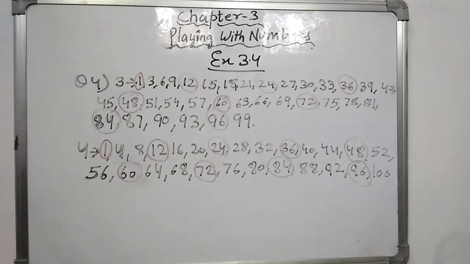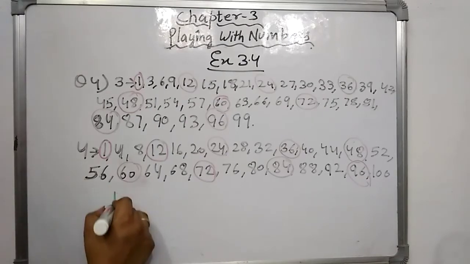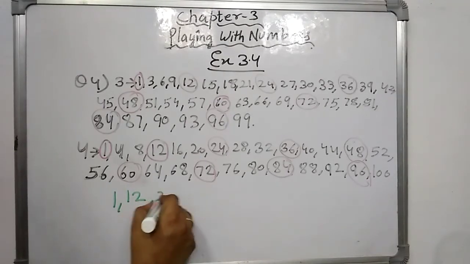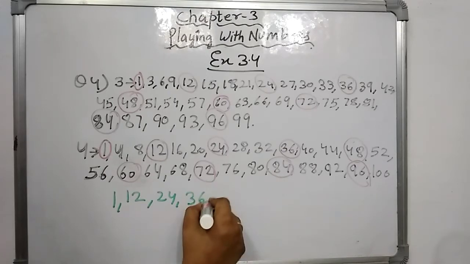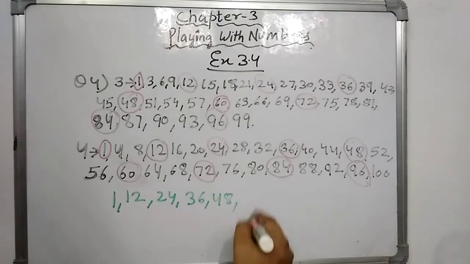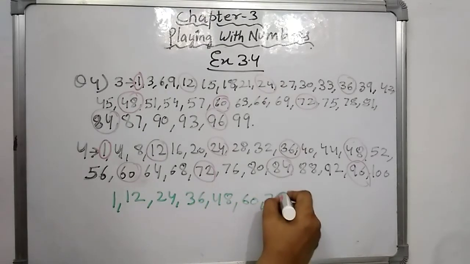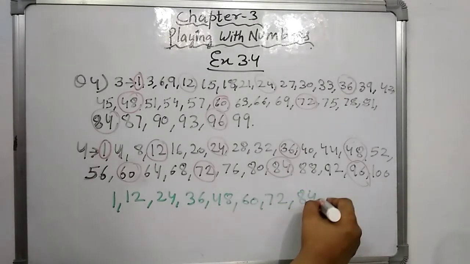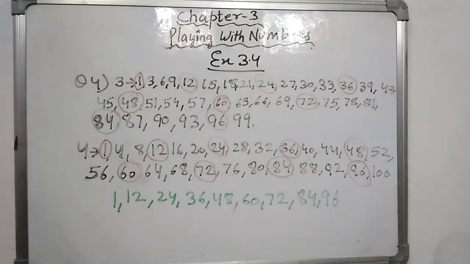So we will write them as 12, 24, 36, 48, 60, 72, 84 and 96. These are common multiples of 3 and 4 less than 100.